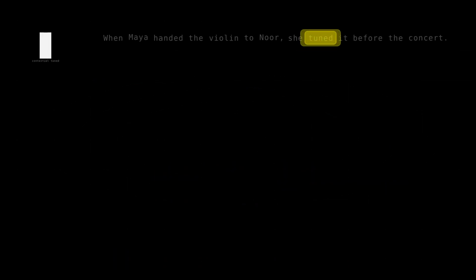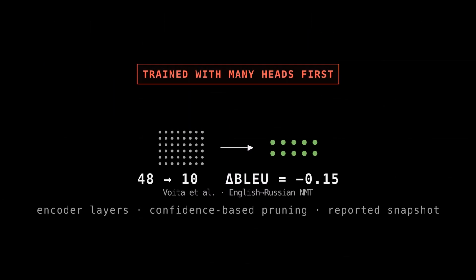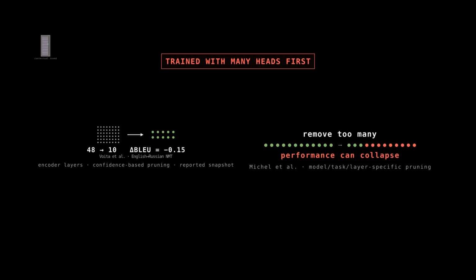Pruning experiments make the picture messier. Researchers have removed attention heads from trained models to see what breaks. In one English to Russian translation experiment, 38 of 48 encoder heads were pruned with only a 0.15 BLEU drop. Other experiments found that many individual heads could be removed with little effect, and that some layers could be reduced to a single head. Remove enough heads across the network, though, and performance can collapse. The result depends on the model, task, layer, and pruning method.